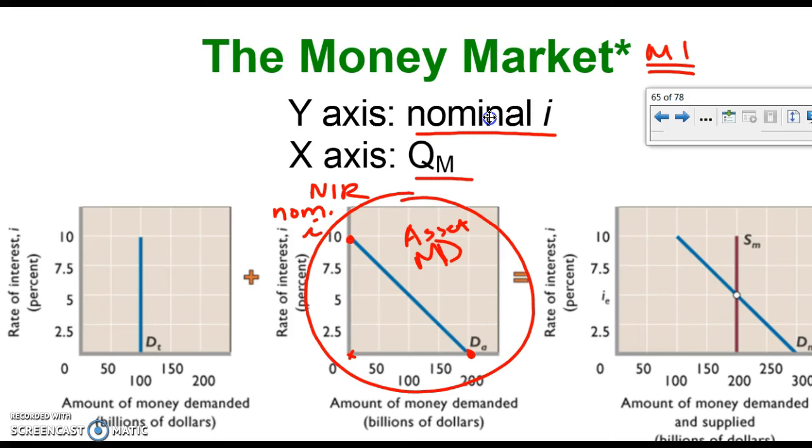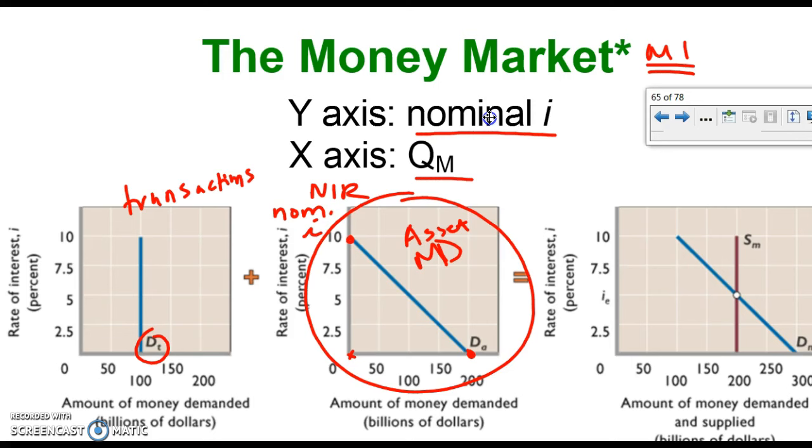The one on the left is the transactions demand for money, and that is determined by extraneous circumstances. It's determined by the GDP, so it does not connect to the interest rate. We know what it is. In this particular case, it's $100 billion being demanded because that's how much people want to buy and sell. So that will be added to the asset demand for money.